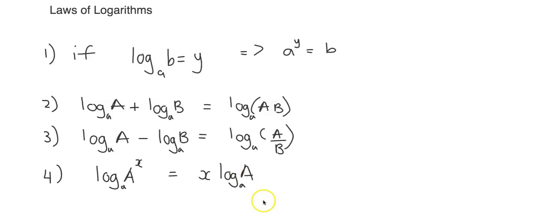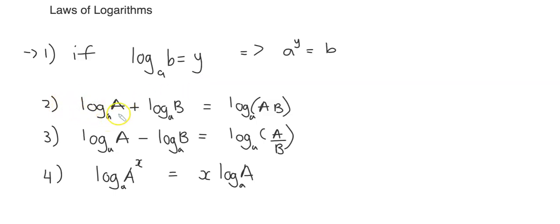Let's now look at what we call the laws of logarithms. There are 4 rules to remember. The first one we've already had a look at: if log of b to base a is y, then it's true to say that a to the y is equal to b. This first one is really the fundamental definition of what a logarithm is.